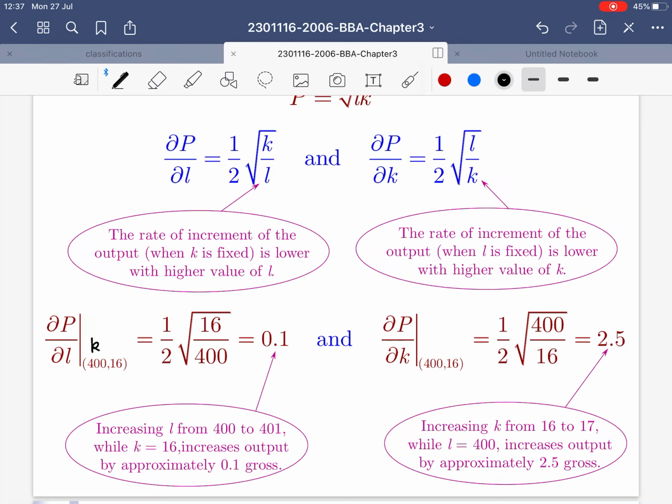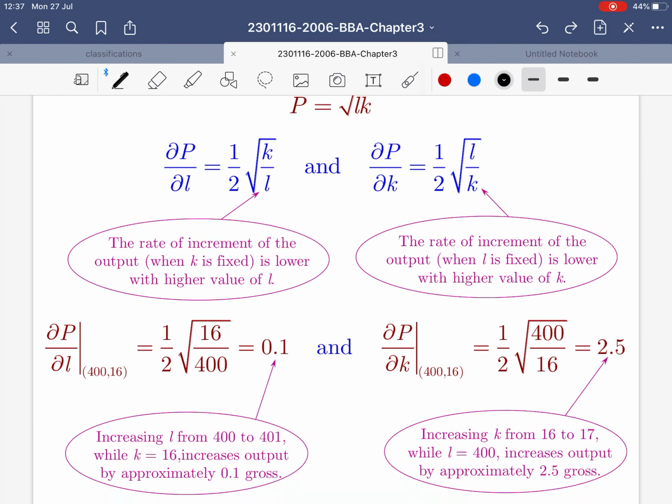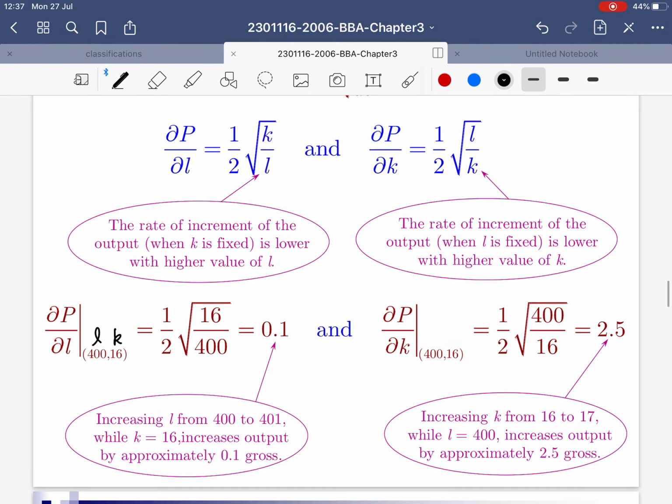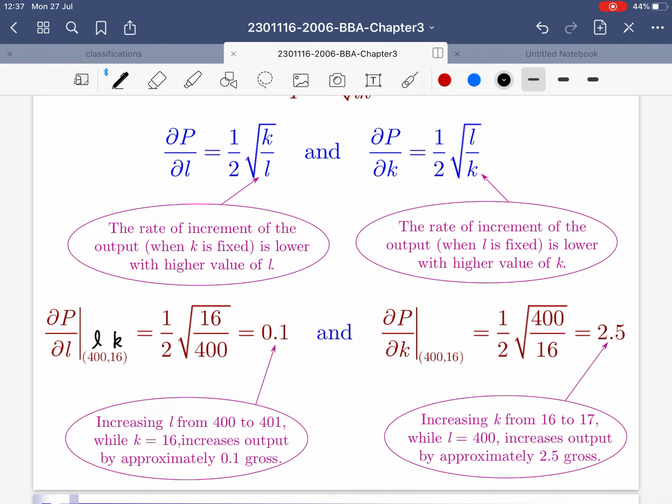Here is your K, here is your L, there's your K, okay? So you just plug in your K to be 16, you see here, and your L to be 400 there, okay? And then you take a square root. All right, so the one on the top is 4, the one on the bottom you got a 20, so you have 4 over 20 and then divided by 2 again, so you have 0.1, okay, which is positive.